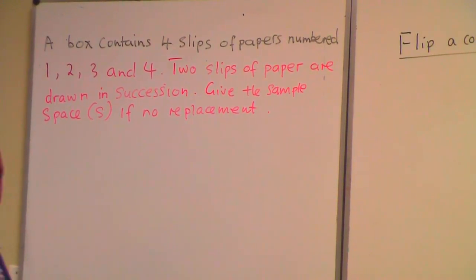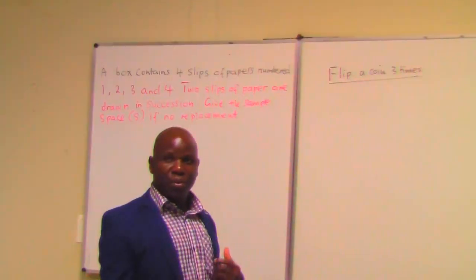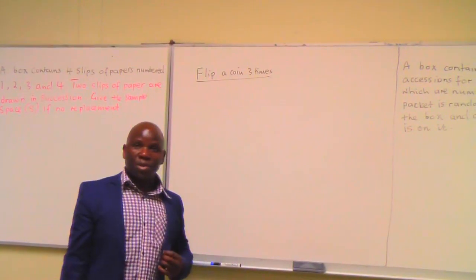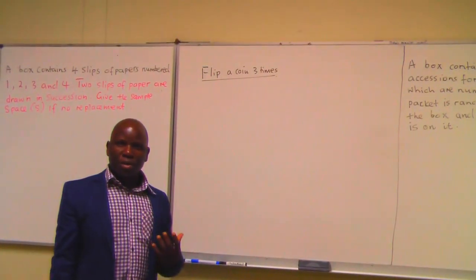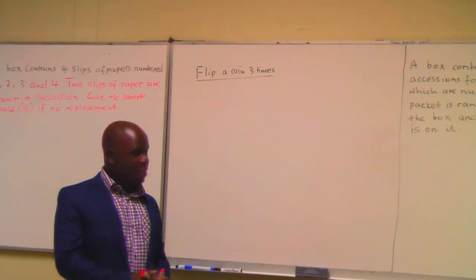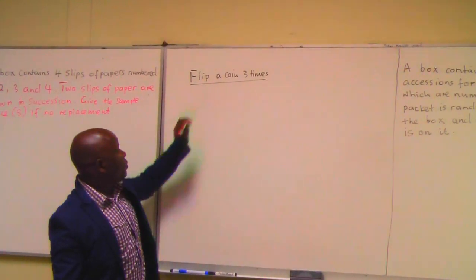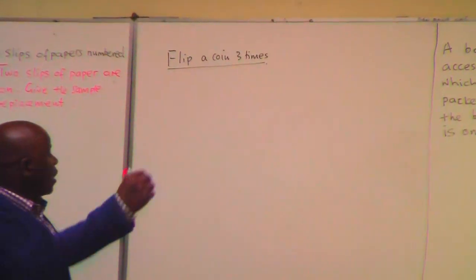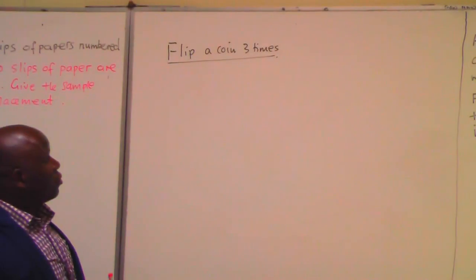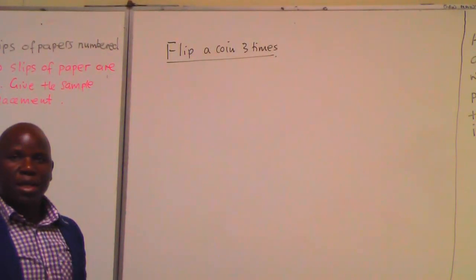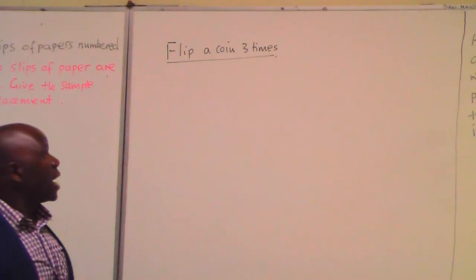And I want you to bear in mind that we said sample space is very, very important because it helps us to compute or to calculate probabilities of events. So let us start with the flipping of a coin 3 times. So I want you to understand that to get a sample space, we can use a tree diagram.